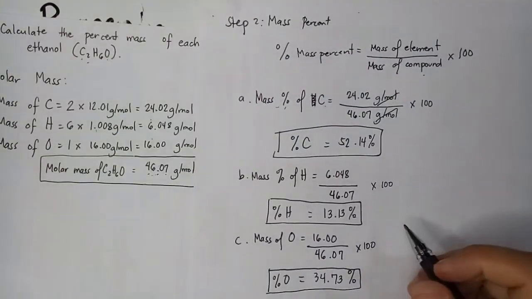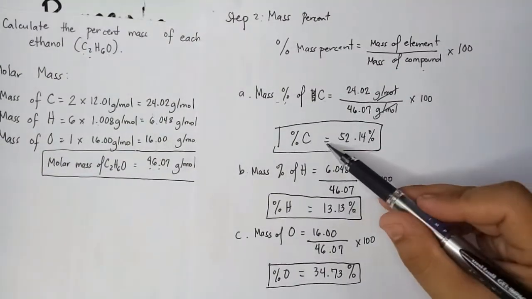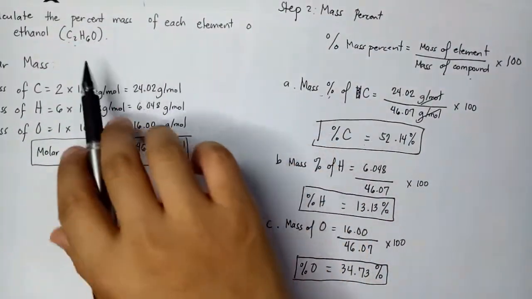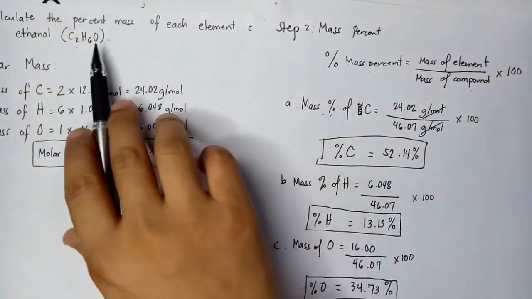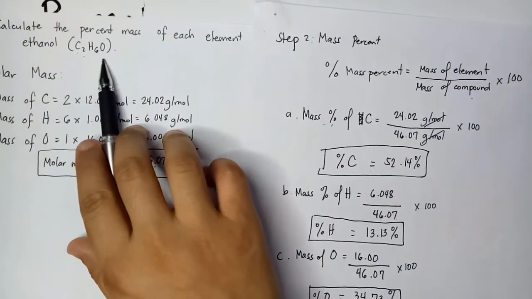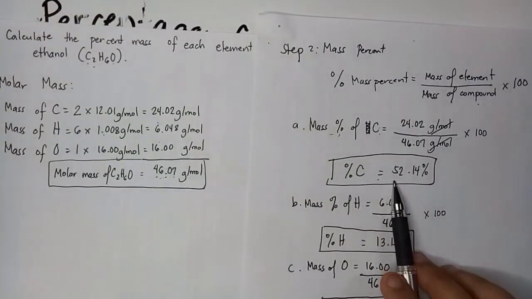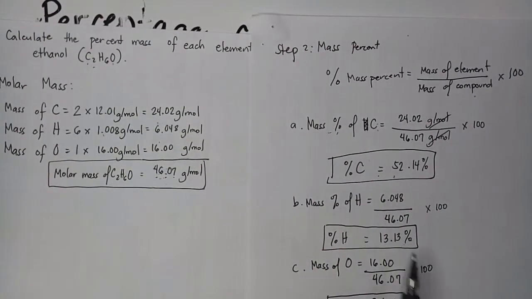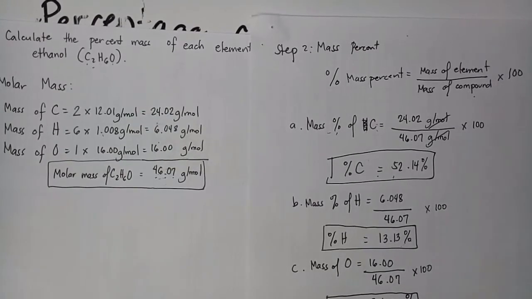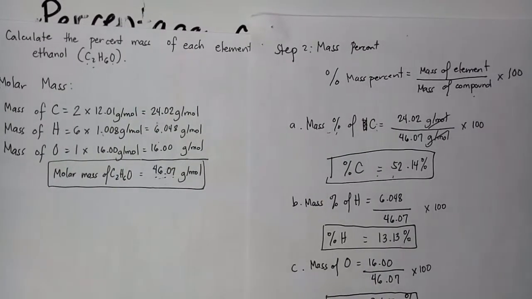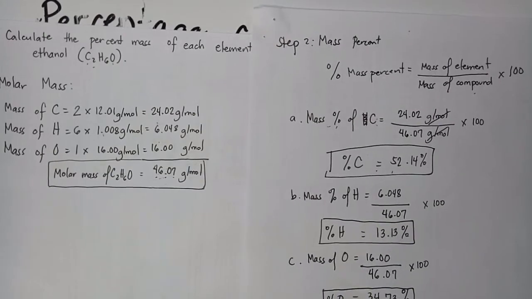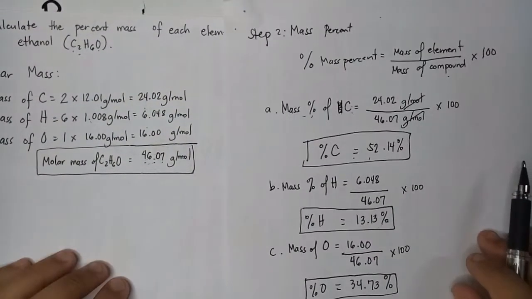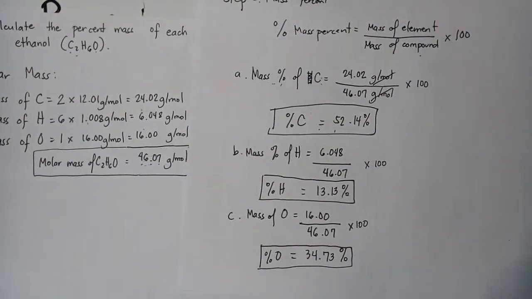Now, meron na tayong percentage ng carbon. Meaning, ang percent mass ng carbon kay ethyl alcohol or ethanol ay 52.14%. Ang hydrogen naman, meron siyang 13.13% at ang oxygen naman ay 34.73%. Now, let us check kung total nga siya.